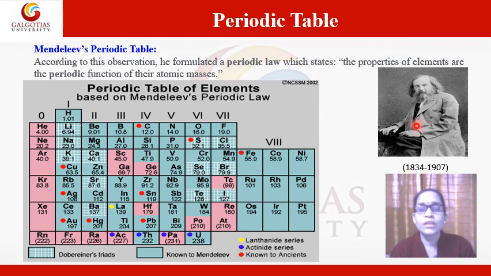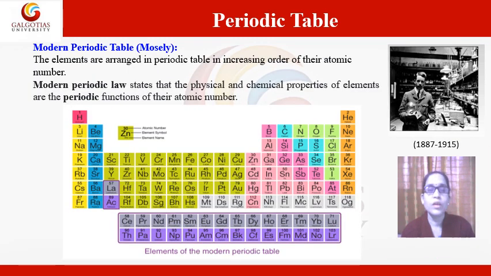See, this is your Mendeleev's periodic table. According to his observation, he formulated the periodic law, which said that the properties of the elements vary according to their atomic masses. Mendeleev proposed 70 elements in total in his periodic table. Then Moseley gave a new periodic table, which is known as the modern periodic table.